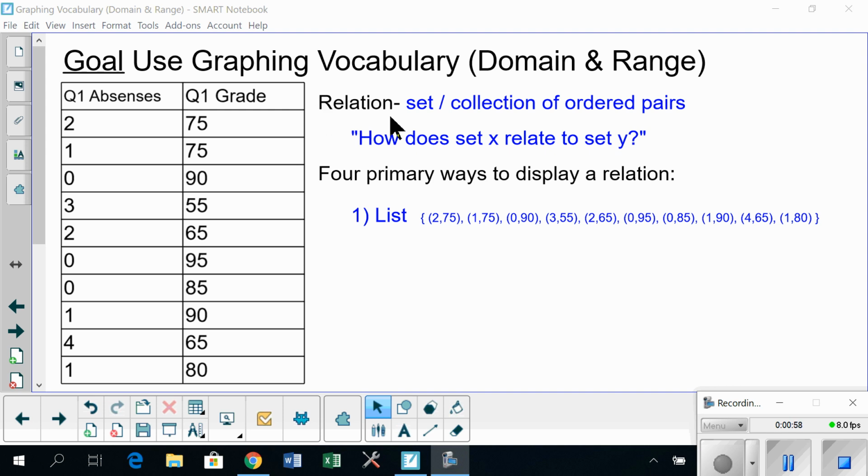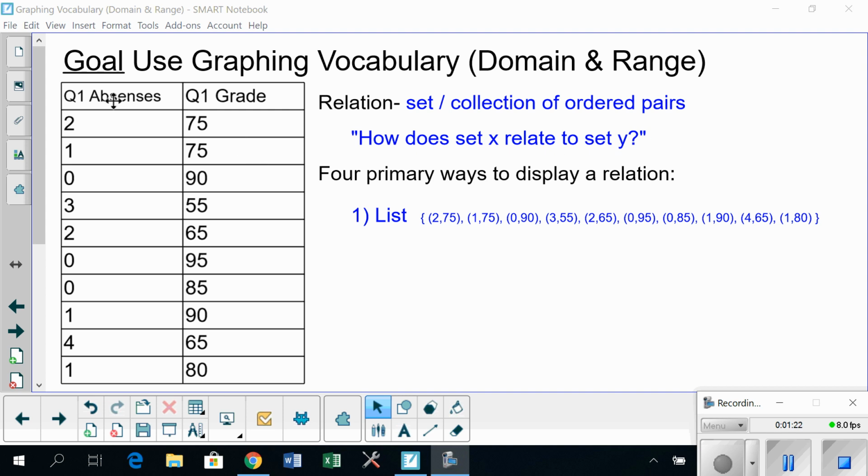A relation, technically the definition is, it's a set or collection of ordered pairs. But the way I like to think of it is this. Anytime you take one set of numbers and pair them up with another second set of numbers, that forms what's called a relation. And in a relation, you're really asking the question, how does set X relate to set Y?